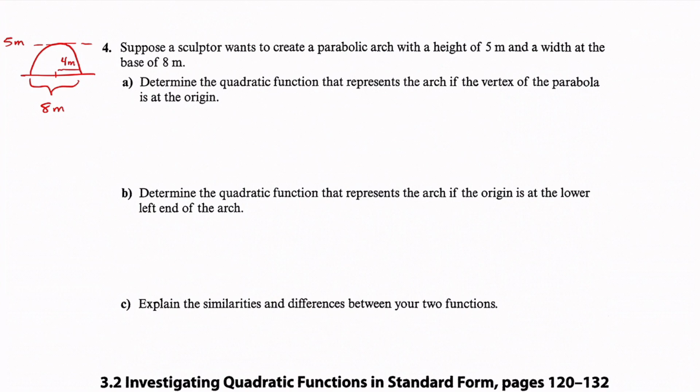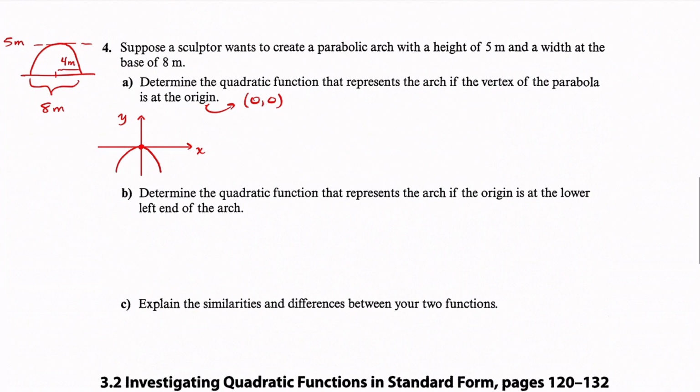So part A says determine the quadratic function that represents the arch if the vertex of the parabola is at the origin. Okay, and the origin is just the point 0, 0. It's the very, very center of your graph. Okay, so I'm going to draw the picture of this graph with it centered at the origin. So that's my x-axis, y-axis. Okay, and I'm basically going to take this picture and put it onto here. So it's got to go like this because we said that the vertex had to be at the origin.